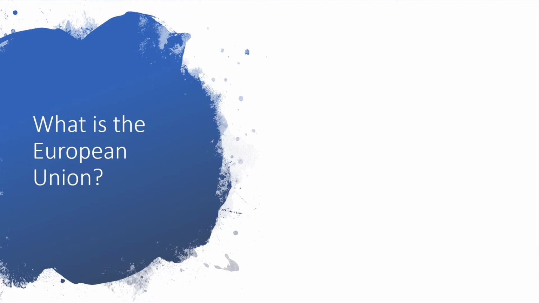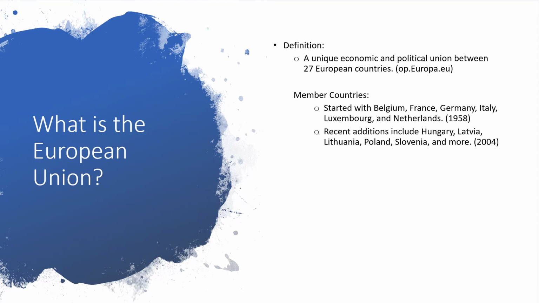So what is the European Union? Essentially, the definition is a unique economic and political union between 27 European countries. Of course, it used to be 28. However, with Brexit occurring, it is back down to 27. Some member countries include, starting with Belgium, France, Germany, Italy, Luxembourg, and Netherlands. They signed a treaty labeled the EEC in 1958 that initially started this union. And recently today we have additions such as Hungary, Latvia, Lithuania, Poland, Slovenia, and also there are some more.